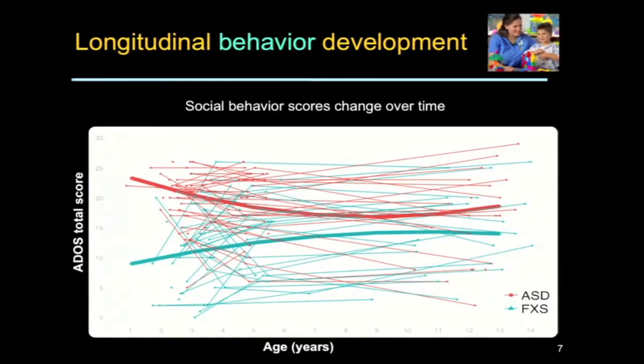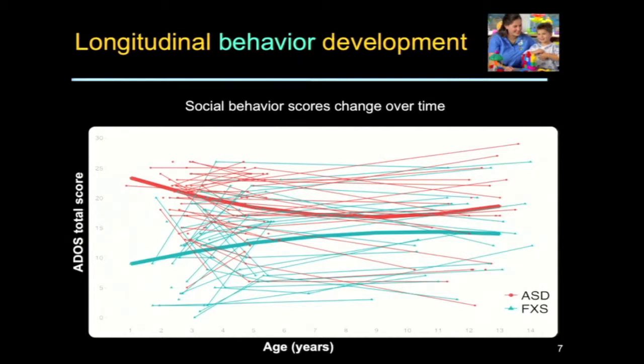Now switching gears, I'm going to talk a bit about longitudinal behavior development, the other side of things here. Here we're looking at the same kind of growth trajectories, but this time on the y-axis is the ADOS, as we know, the gold standard for measuring autism symptoms. And again, it's from ages 1 through 13. Fragile X is in green.